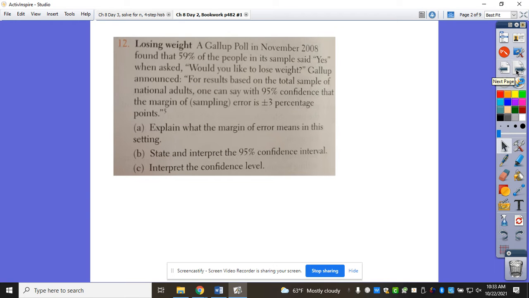Right, so there's a lot to go over in this homework, but a lot of it I want to type. Number 12.